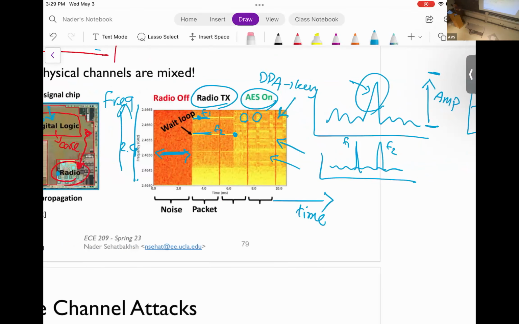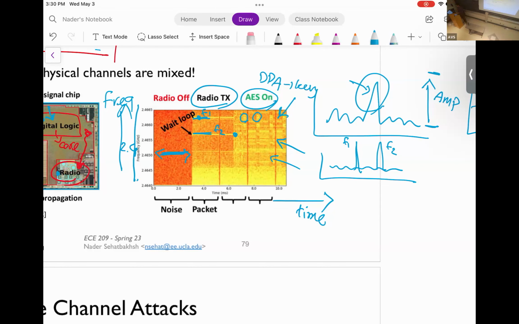My radio is on, I'm transmitting information. As my transmitter is on, I'm also encrypting things. And that's where that thing is going to leak into the radio signal. Does that make sense? Sorry, yeah, go ahead. Why is the radio TX phase before the AES phase? Oh, so at first you want to, for example, send some headers, do some synchronization, right? So you do all those things. So it does not necessarily happen at the same time.